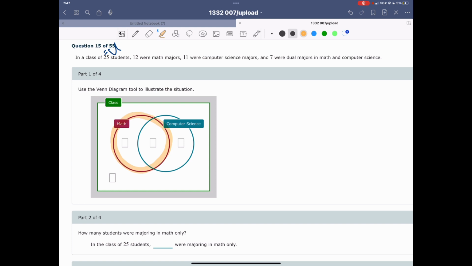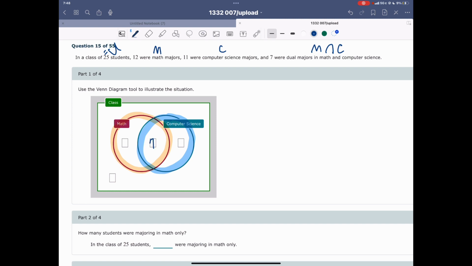And then it says computer science. So that means everything inside that bubble is going to be 11, including the intersection, and 7 were dual majors in math and computer science. So that's only the intersection. So this is all of C, and this is M intersect C.